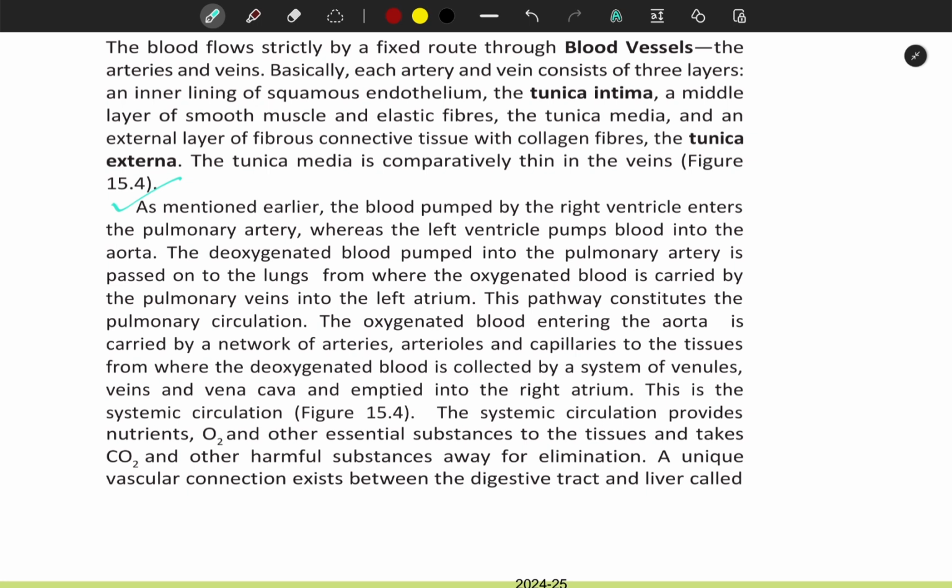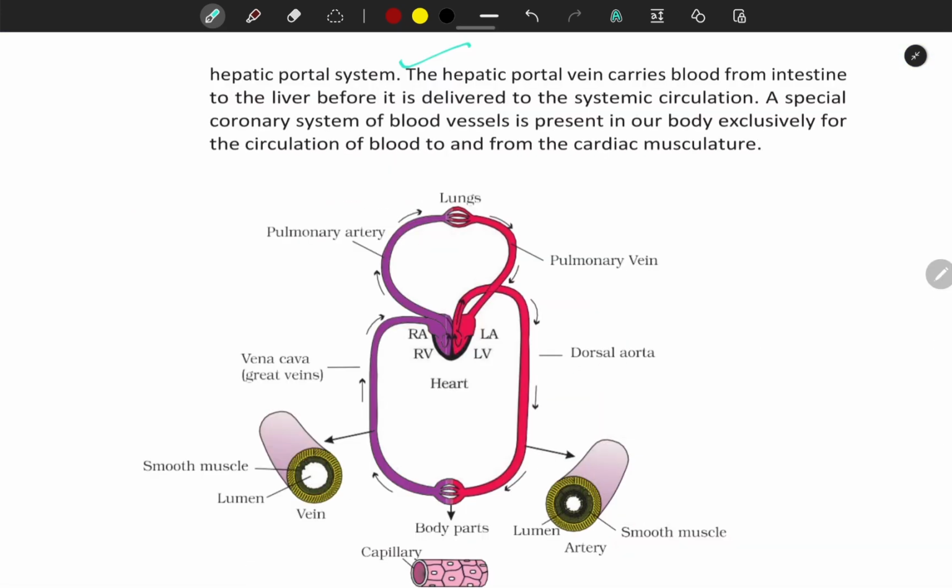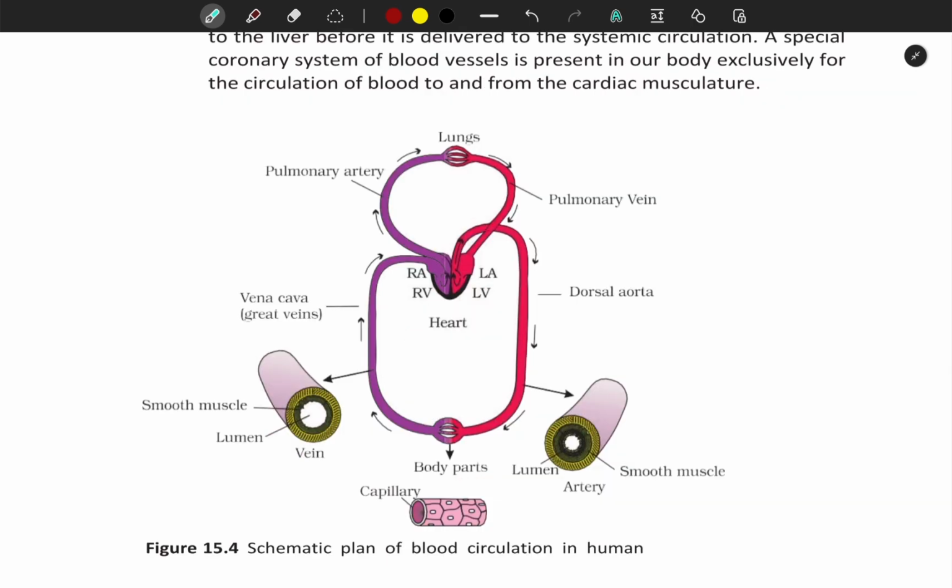The systemic circulation provides nutrients, O2, and other essential substances to the tissues and takes CO2 and other harmful substances away for elimination. A unique vascular connection exists between the digestive tract and liver called the hepatic portal system. The hepatic portal vein carries blood from the intestine to the liver before it is delivered to the systemic circulation. A special coronary system of blood vessels is present in our body exclusively for the circulation of blood to and from the cardiac musculature. Figure 15.4 shows the schematic plan of blood circulation in humans.